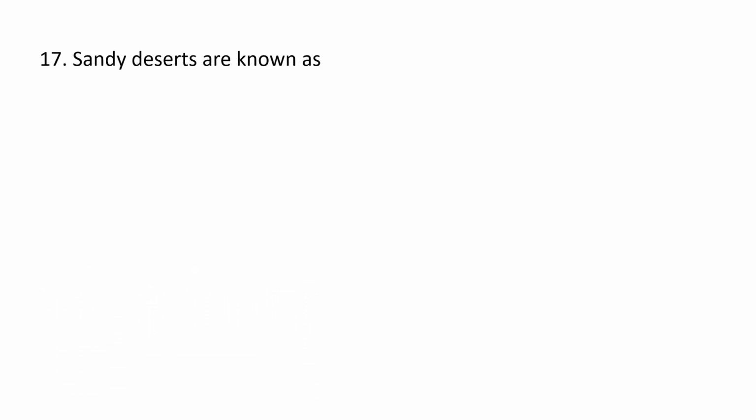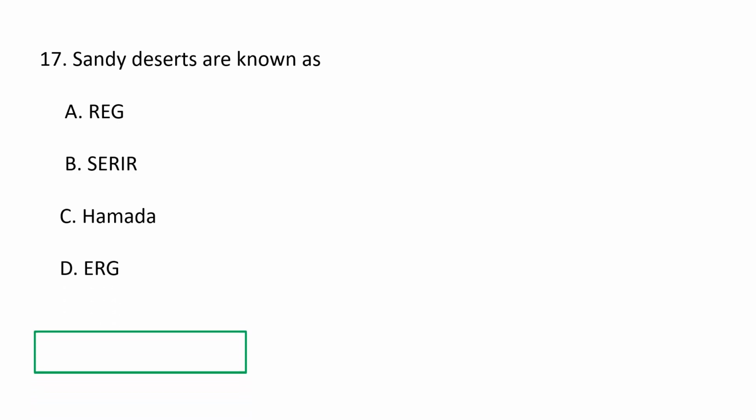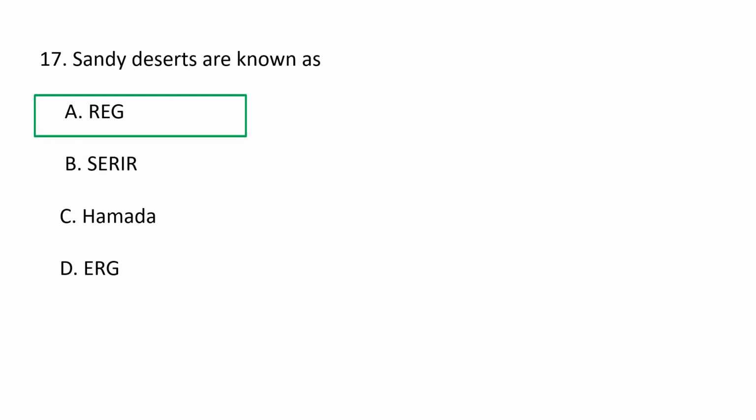Next question. Sandy deserts are known as: A. Reg, B. Serir, C. Hamada, D. Erg. Sandy deserts are known as an erg. A reg is a desert pavement, which is called a reg in the Western Sahara, a serir in the Eastern Sahara, a gibber in Australia, and a sai in Central Asia. These are desert surfaces covered with closely packed interlocking angular or rounded rock fragments of pebble and cobble size. They typically top alluvial fans.